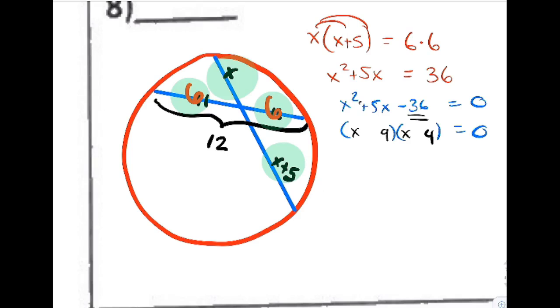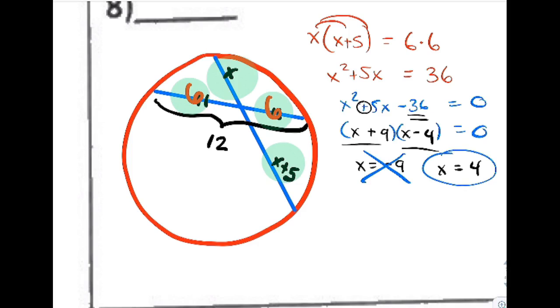The bigger factor is this sign. So the only way to get to positive 5 is to go up 5 and down 4. When you set these both equal to 0, you get the opposite signs. x equals negative 9 and x equals 4. You can't have a negative distance in geometry, so your answer for x is 4.